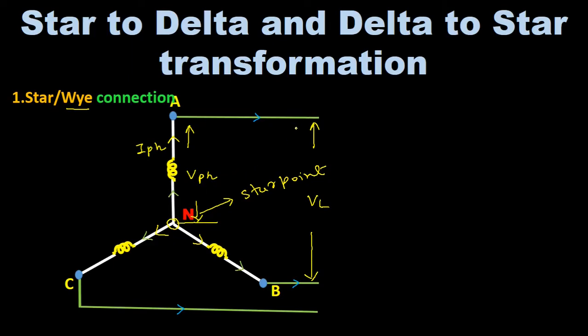And what is line current? Line current is the current which flows through the line conductors or through these wires. So we have 3 wires here, so we have 3 line currents. The line current is denoted by IL.